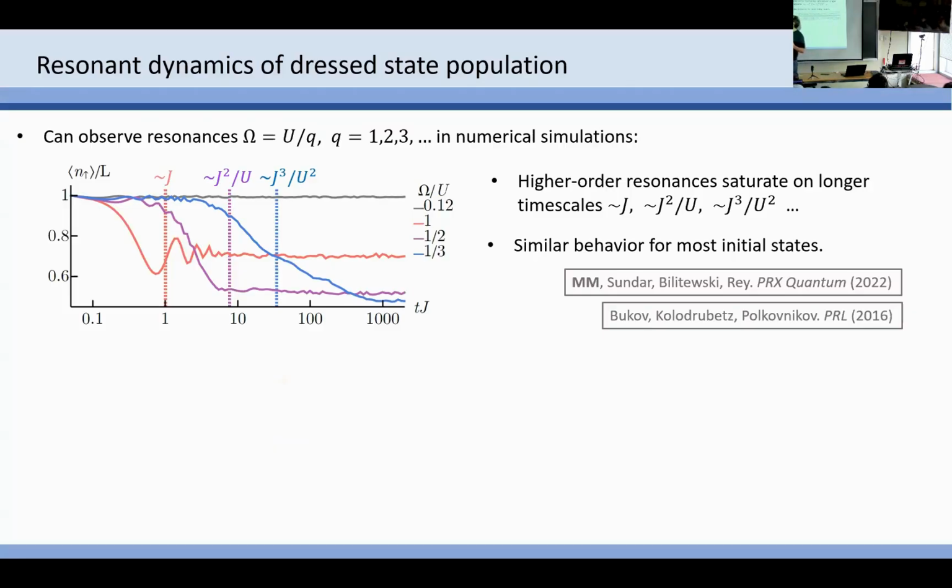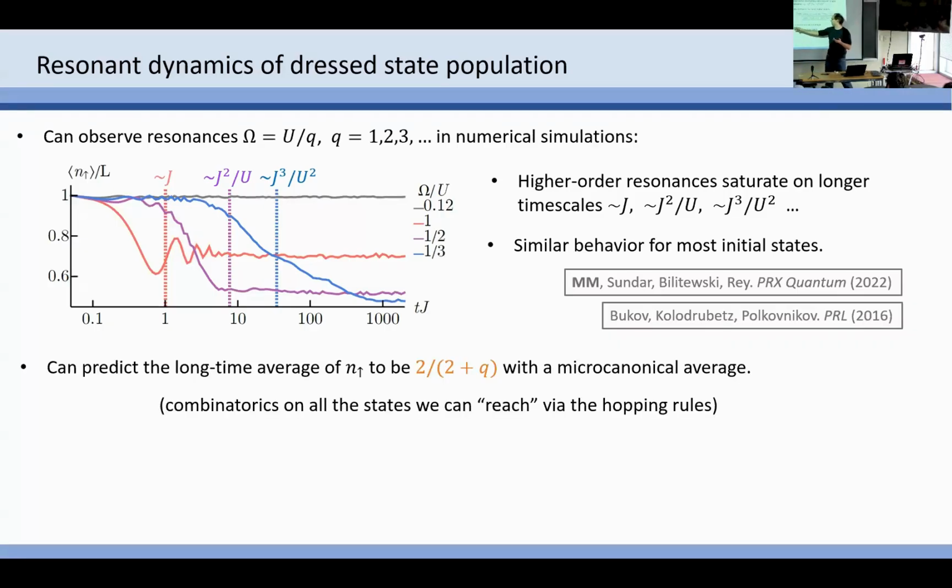If I'm not at a resonance, they'll all start spin up and stay spin up because energy is conserved, nothing happens. And at these different resonances, you decay and settle to some long time non-equilibrium average, which, as it turns out, you can even predict just by doing a microcanonical average, a combinatoric sum of the different states you can reach according to the allowed hopping rules for a given resonance. And this is not unique to this particular initial state. In general, you have this resonant physics that shows up, breaking your superexchange at certain points.